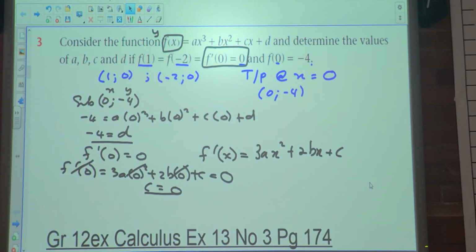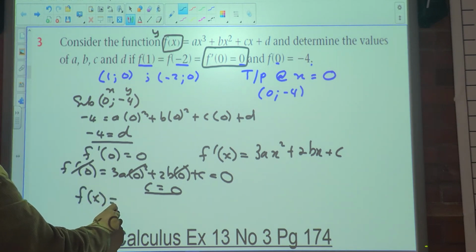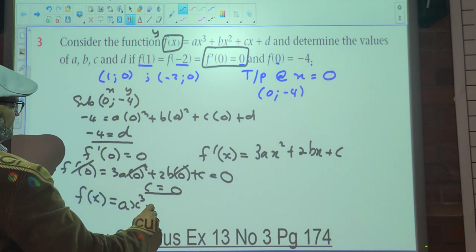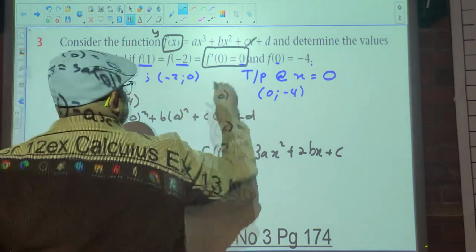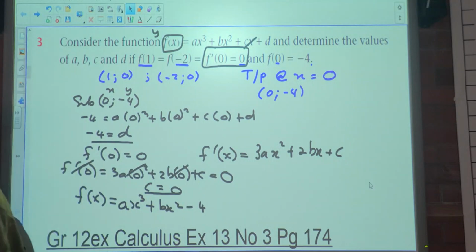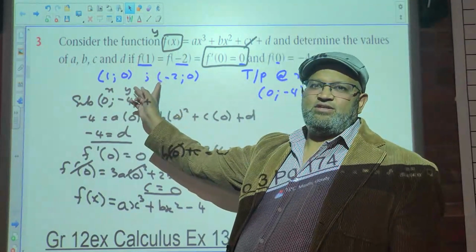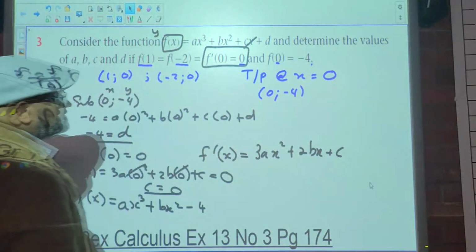Alright. So my equation now reads f of x is equal to ax cubed plus bx squared, cx is gone, minus 4. So what do I need to still solve? A and b. Can you see that? So what do I notice? I have 2 points that I haven't used yet. Okay, so what I'm going to do is substitute.